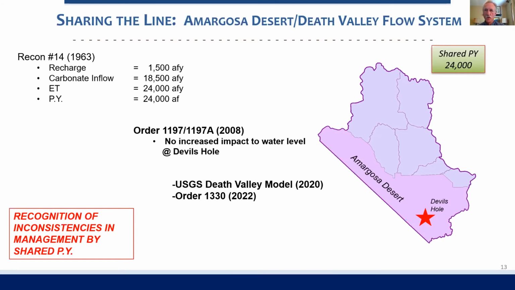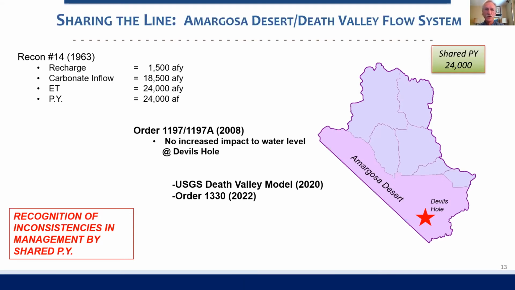So this means that if a water right holder wants to move an existing right from a location that's hydraulically close to Devil's Hole to a more distal location in one of the other 6 hydrographic areas, they couldn't do it, even though doing so is both consistent with this Order 1197 and 1197A, and also with having a shared perennial yield for the entire area.